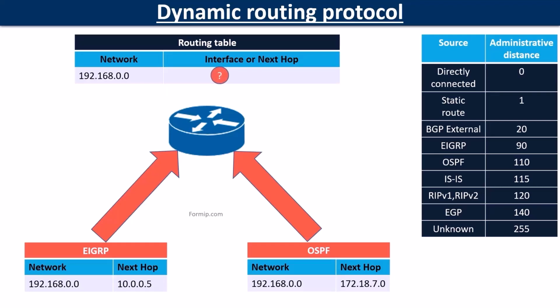So which routing protocol do you think the router will choose? Well, in this case, since the administrative distance for OSPF is 110 and 90 for EIGRP, it will choose the EIGRP route and add it to its routing table. The routing protocol with the lowest administrative distance always wins when there are several paths.